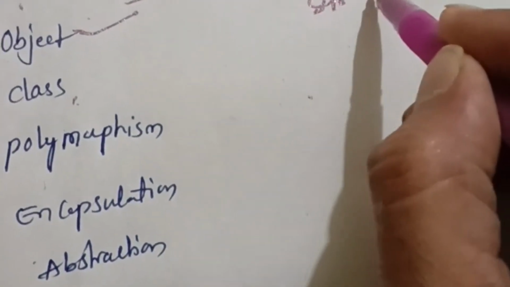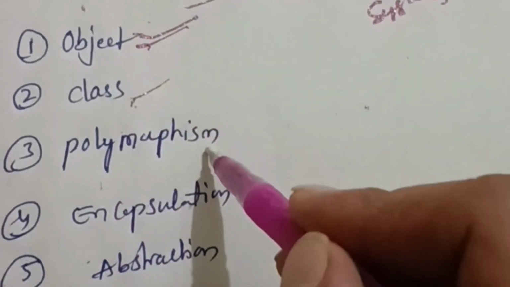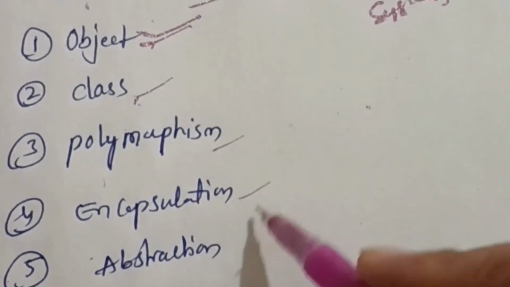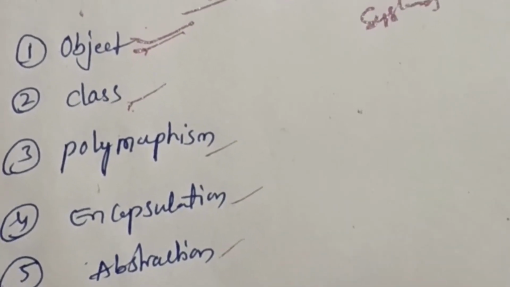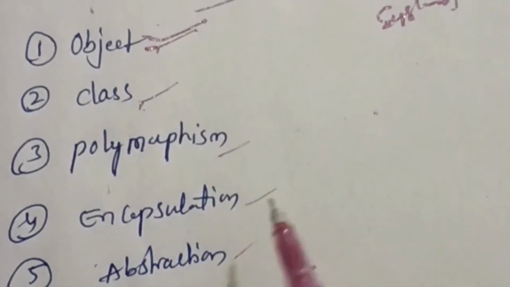Hi friends, today our topic is summary of OOPS concepts. Java depends on these concepts only. First one, OOPS means object oriented programming system. The OOPS concepts are: object, class, polymorphism, encapsulation, abstraction, and inheritance. These six are the main concepts of OOPS.